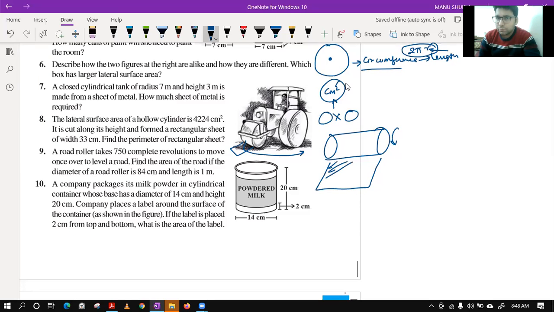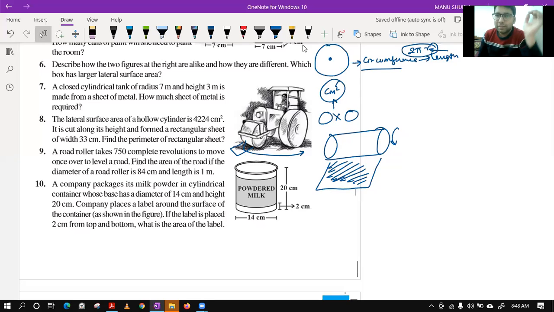That is the question. If you have a cylinder and you rotate it once, how much area will it cover? How will you find that? This is like the tire of a road roller. So how much will it cover? For that you will just cut and open it. You will just cut this cylinder, and when you open it you will find that it is like a metal sheet or like a rectangular sheet which is covering that much area.